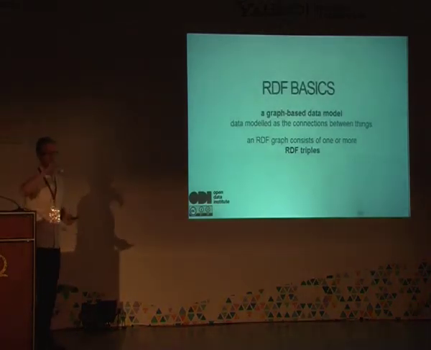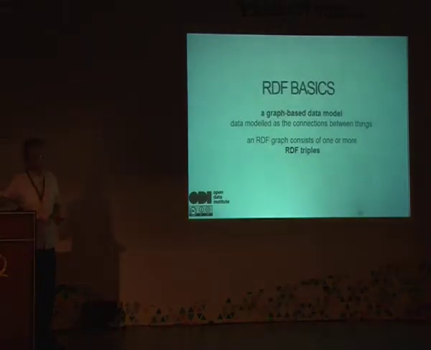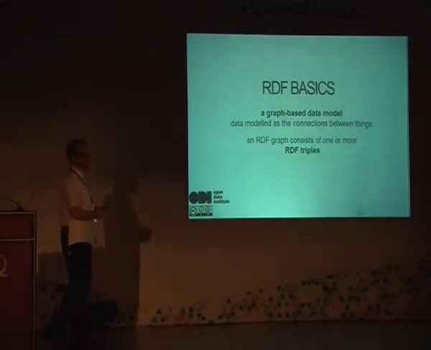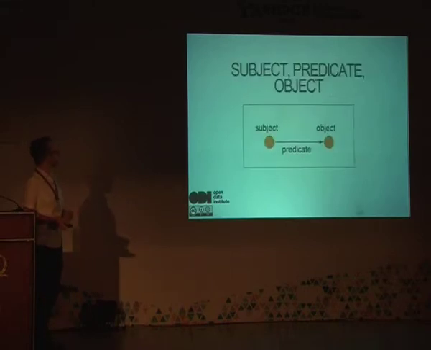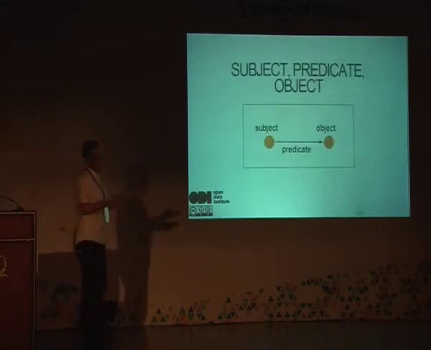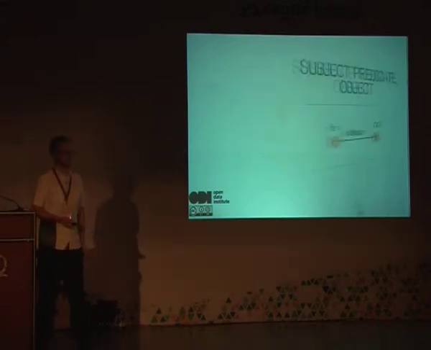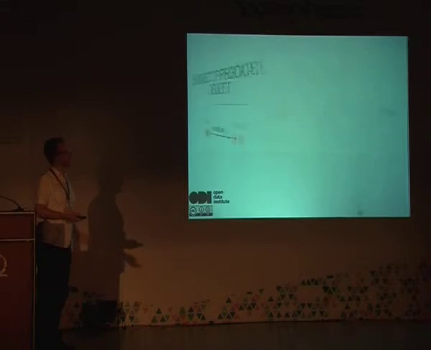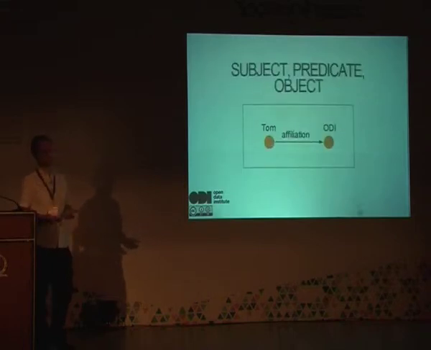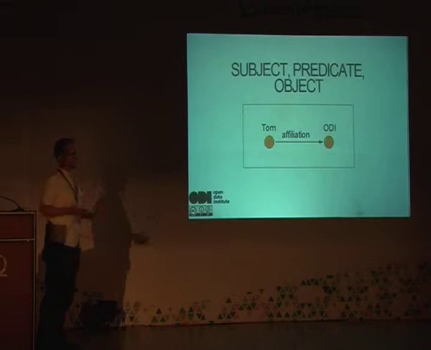So let's think about the basics. Data is simply modeled in a graph as connections between things. So it's simply a directed graph, and a graph as a whole consists of one or more RDF triples. A triple is a three-tuple of the subject, predicate, object, pretty much like natural language. So Tom, affiliation, ODI. But you might look at that and say, well, okay, where's the webbiness in that? It's just a graph. None of the elements actually mean anything.